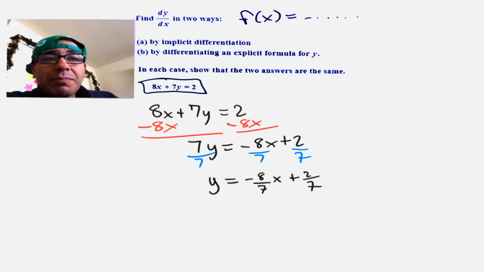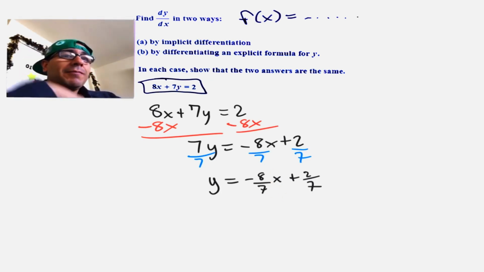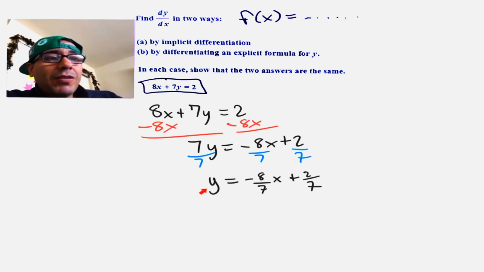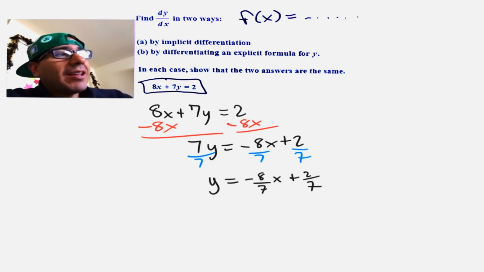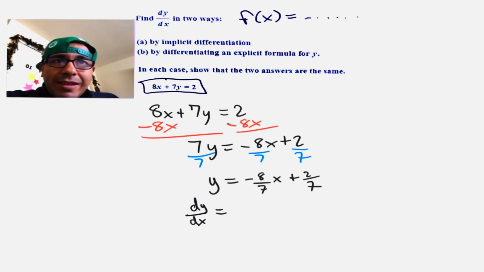So in the past what you were given is some function of x. And all that means is that you have this equation y equals, and on one side you have your x's and on the other side you have your y's. And what you were asked to do in the past is take the derivative of this to find dy/dx. And that was no problem.